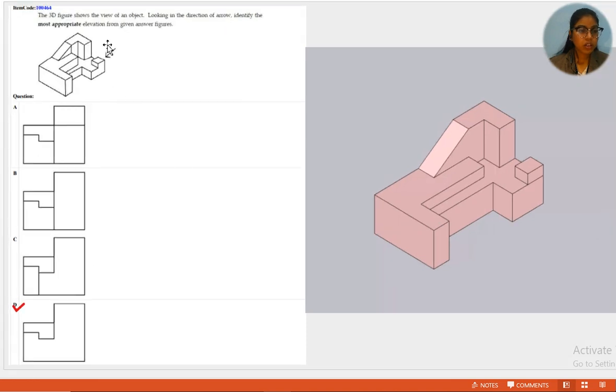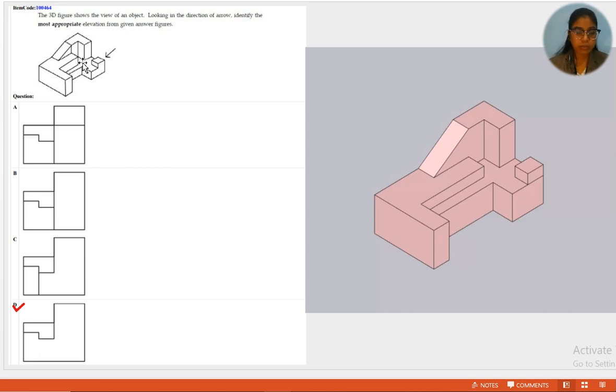Next question is, the 3D figure shows the view of an object. A 3D figure is given to you and it is showing the view of an object. Now what you have to do is look in the direction of the arrow. The arrow will always be mentioned in your question. And you have to always look in the direction of the arrow only. And after that, you have to identify the most appropriate elevation from the given answer figures.